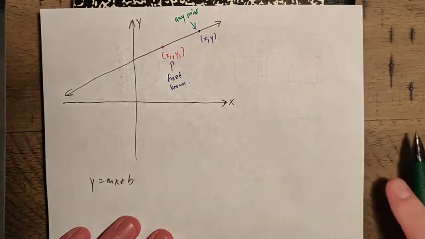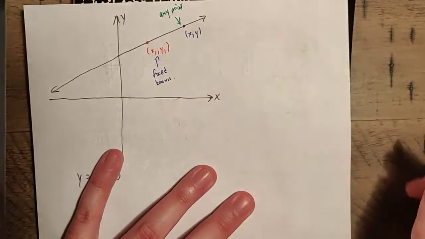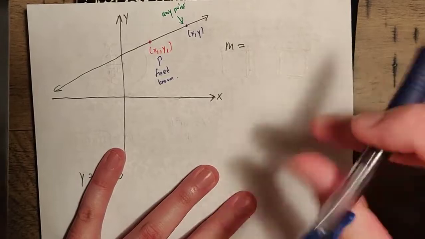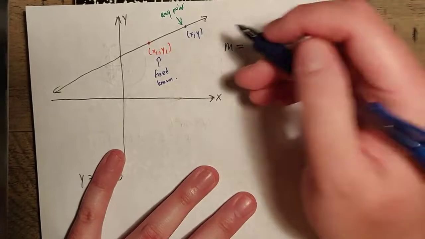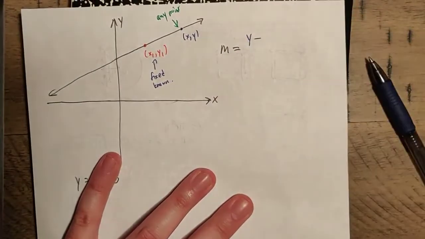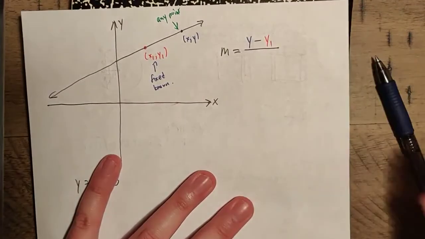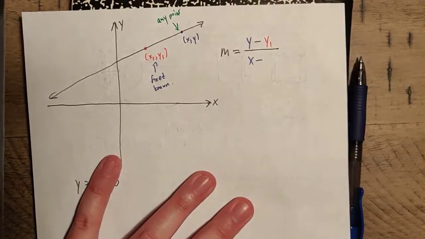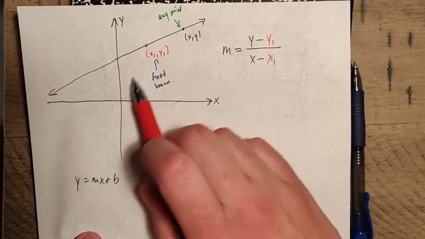So we can use this since we have 2 points. Let's go ahead and write this out. So I can write, therefore, the slope of the line m equals, well, remember, it's change in y over change in x. So it's going to be y minus y1 all over x minus x1. So notice that in this situation, we're just using the slope formula on this line.